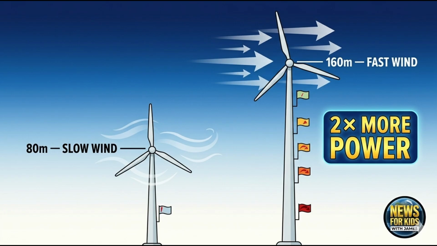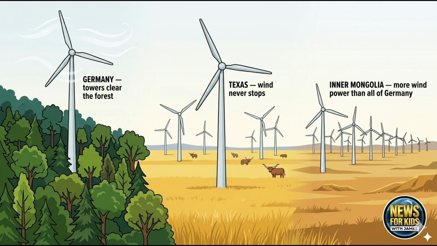Height. The higher you go, the faster and steadier the wind. And faster wind means exponentially more power. This is why countries that seem to have ordinary winds can still build successful wind industries. Germany has no exceptional wind resources, but German engineers built towers over 160 meters tall to clear the treetops of their forest and reach steadier air above.